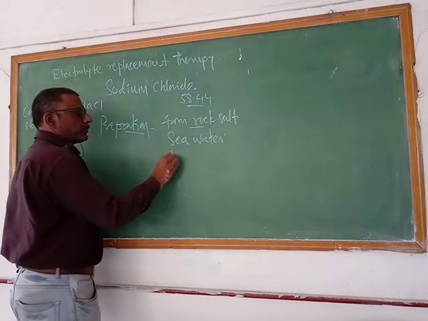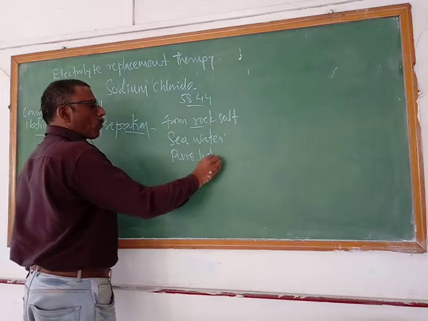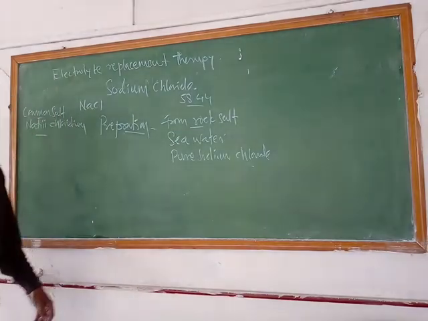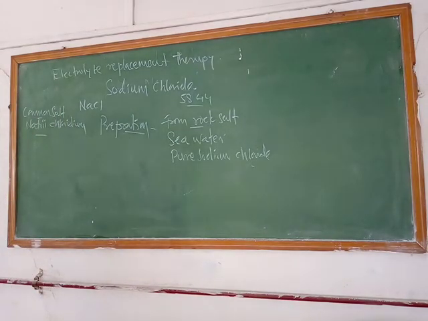Then pure sodium chloride is prepared by reacting hydrochloric acid with a concentrated solution of common salt. Hydrochloric acid gas is passed through the saturated solution of common salt. The HCl gas dissolves in water to form hydrochloric acid, and as sodium chloride is not soluble in hydrochloric acid, pure sodium chloride is crystallized, leaving impurities in the solution.